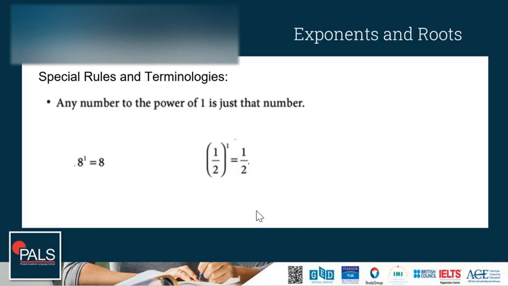Another one is any number to the power of 1 is just that number. So again, any number to the power of 1 is just that number. So 8 to the power of 1 is equal to 8, still the number. 1/2 to the power of 1 is equal to 1/2, still the same number.